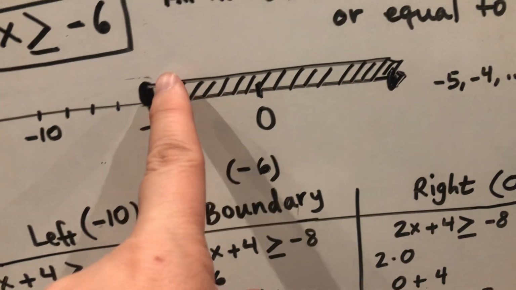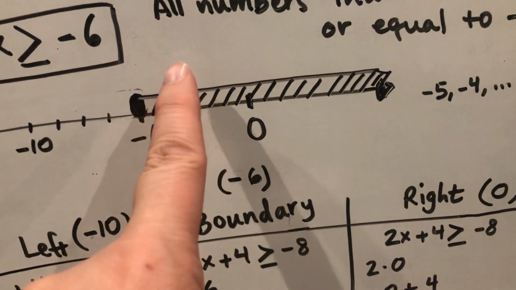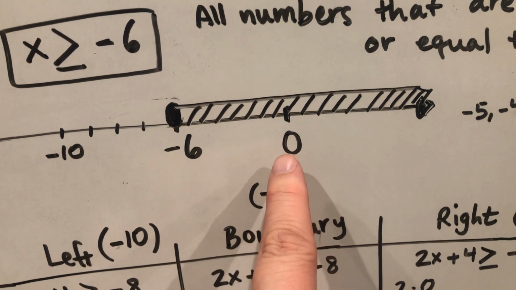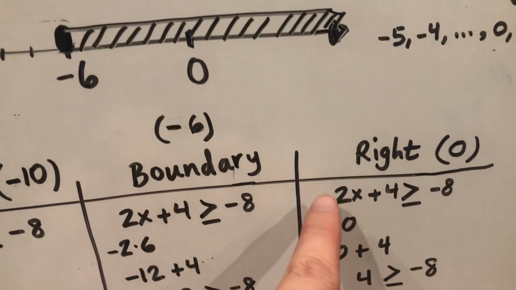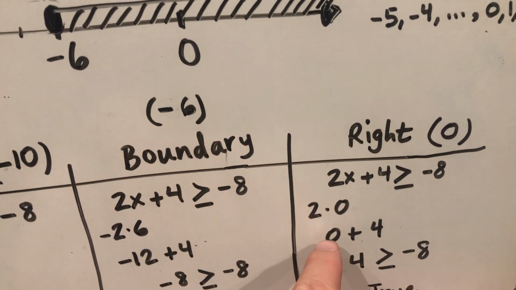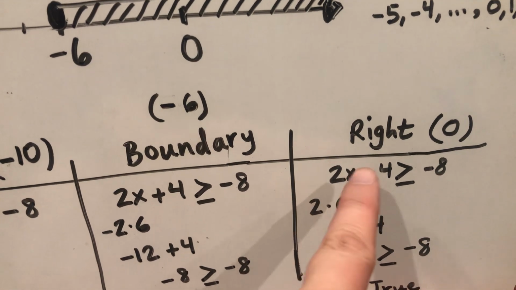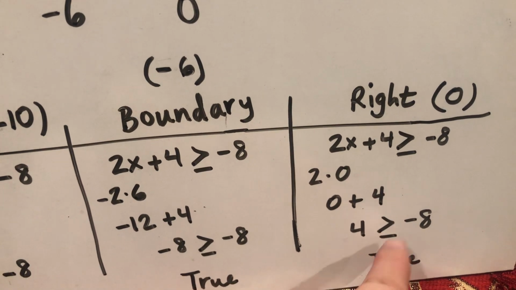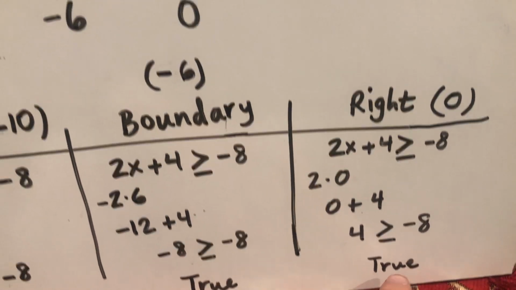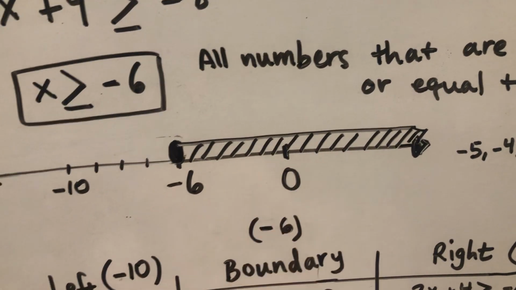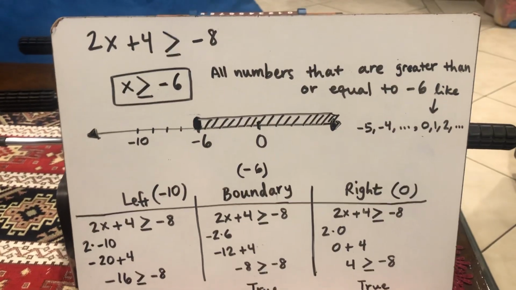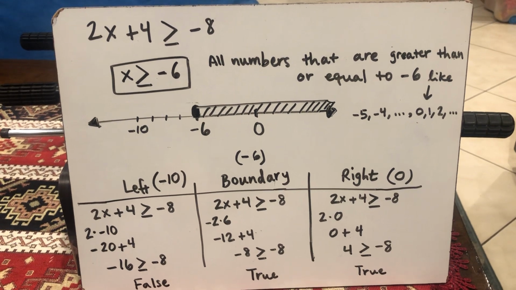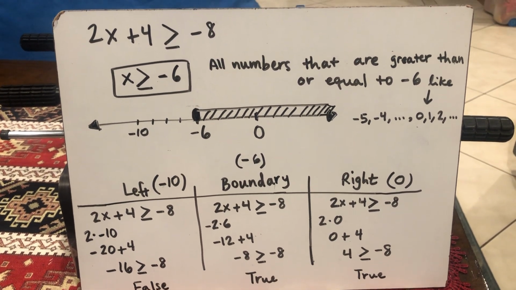The last step is to pick a number from the right side, from the shaded area. And we always talk about 0 being one of the best numbers to plug in, because when we multiply 2 times 0, we get 0. So things are actually easier. Plus 4, that's going to give us 4 greater than or equal to negative 8, and that's true. And it matches our graph. So this is all the checking that this particular problem was in need of.